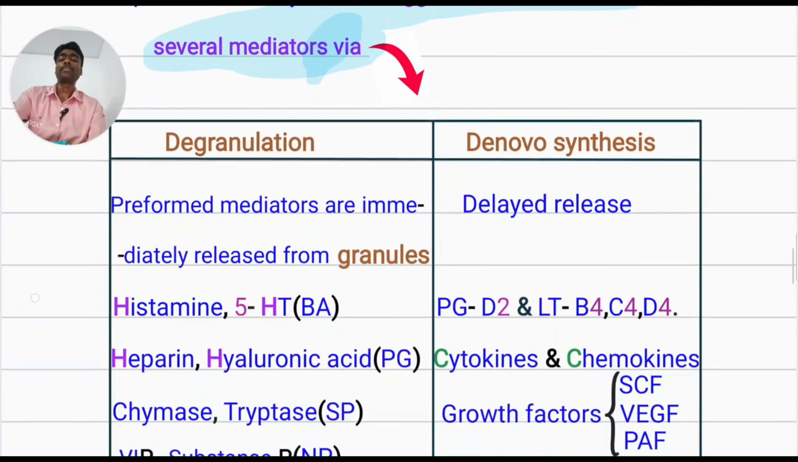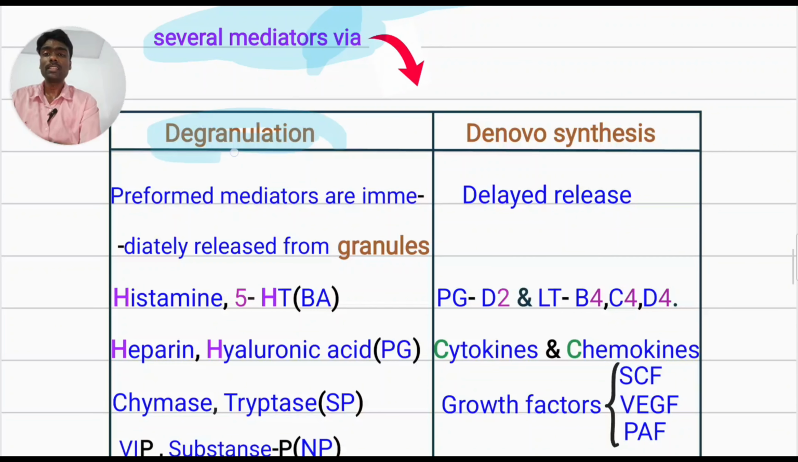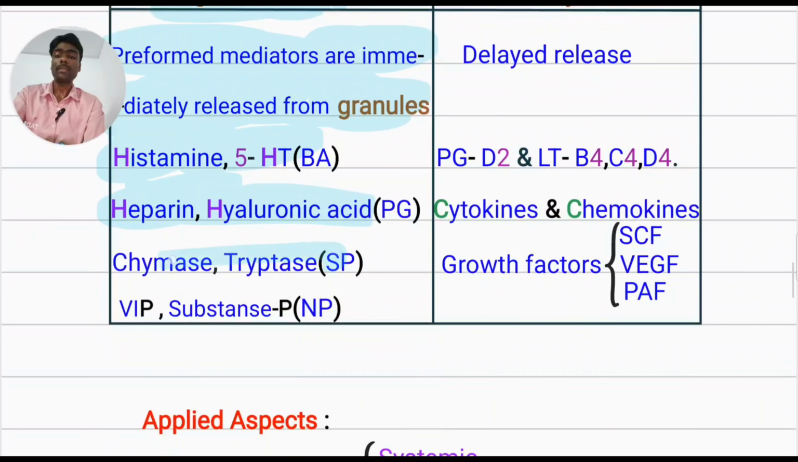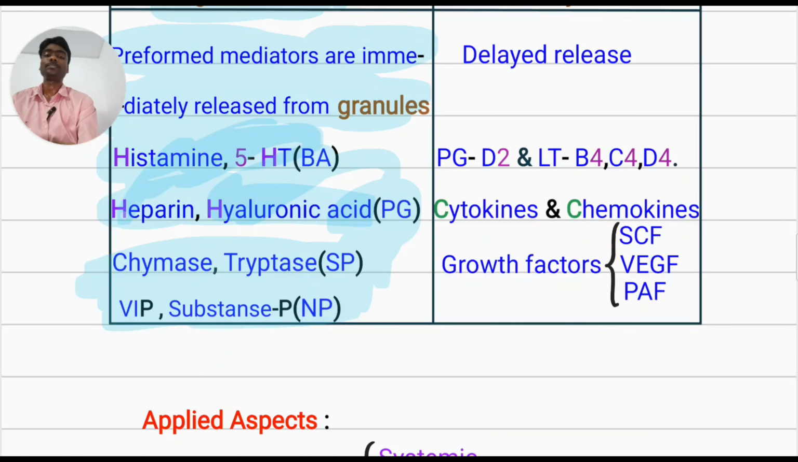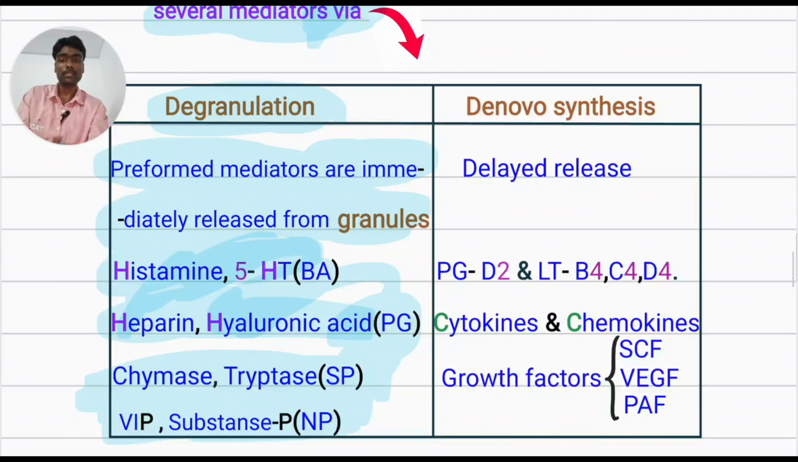One is degranulation. Already within those granules there will be several preformed mediators which will be immediately released from granules. For example, histamine, serotonin, heparin, hyaluronic acid, chymase, tryptase, VIP, substance P. All these are released immediately because they are preformed and stored in granules.